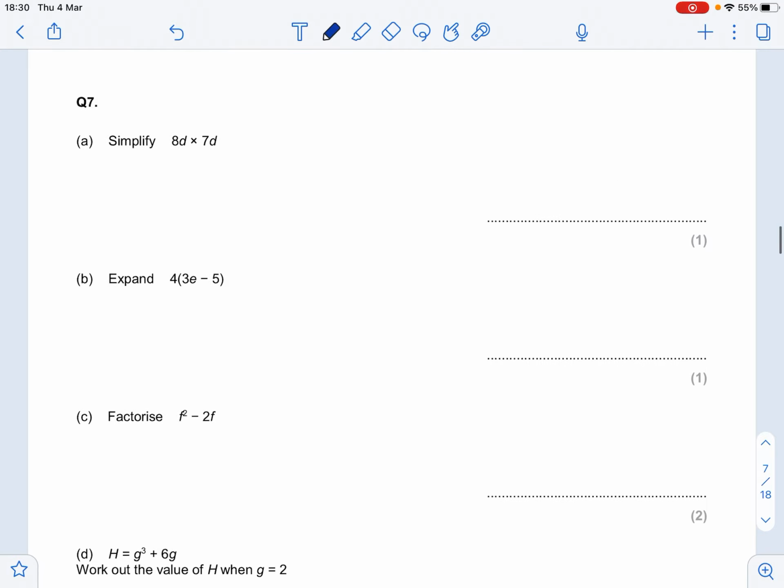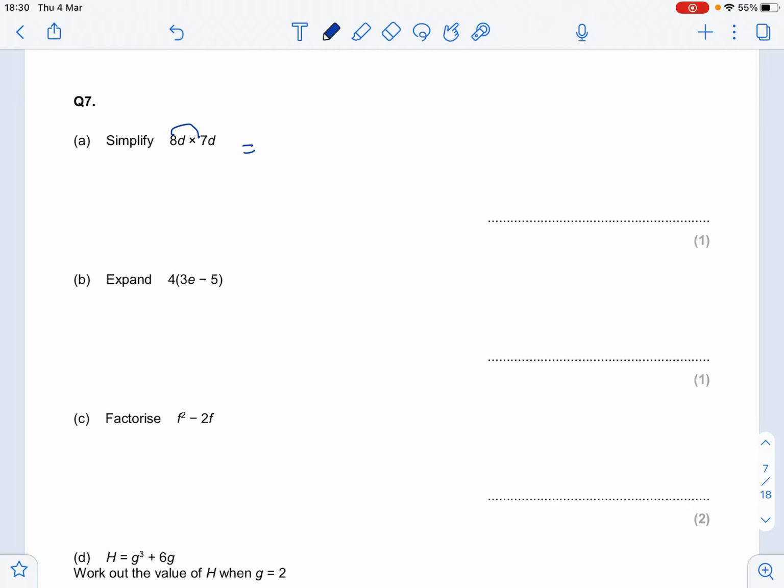Question 7. And again, we're going to multiply the numbers by number, which is 7 times 8 is 56. D multiplied by d is d squared. Expand, so 4 times 3e is 12e. 4 times minus 5 is minus 20.